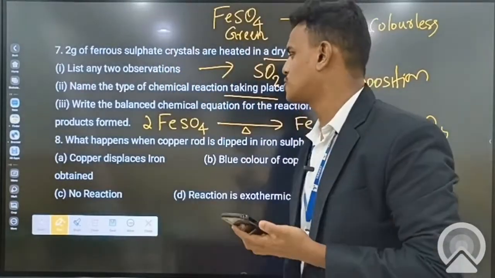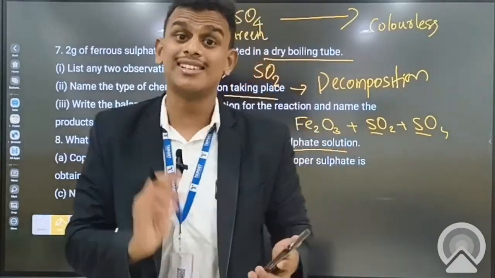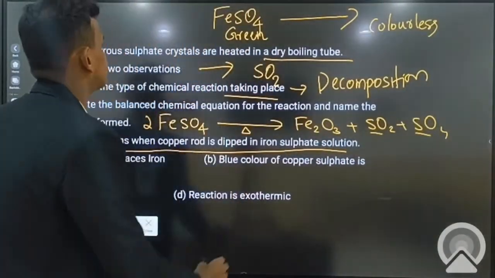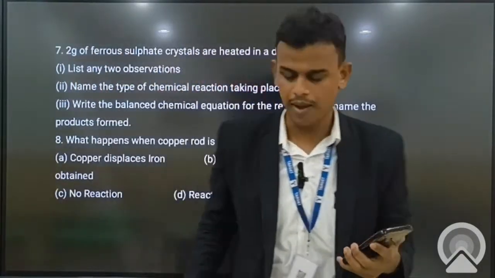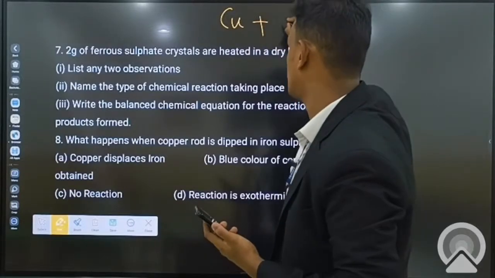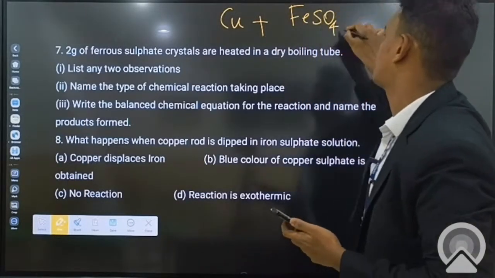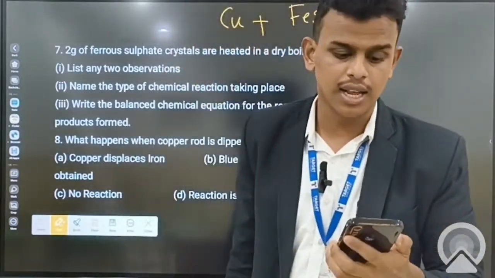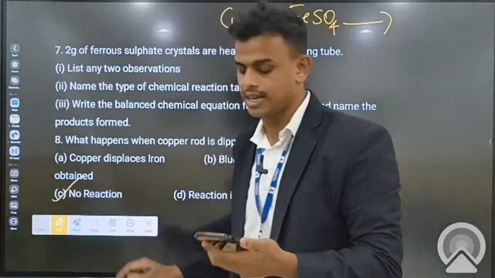Okay, go to the 8th question. What happens when a copper rod is dipped in iron sulfate solution? This is what reaction? This is a displacement reaction. You have taken some copper and it is dipped in which solution? FeSO4, right? Ferrous sulfate solution, iron sulfate solution. What happened? Is there any reaction? Will any reaction occur? No, no reaction. No reaction is the correct answer.